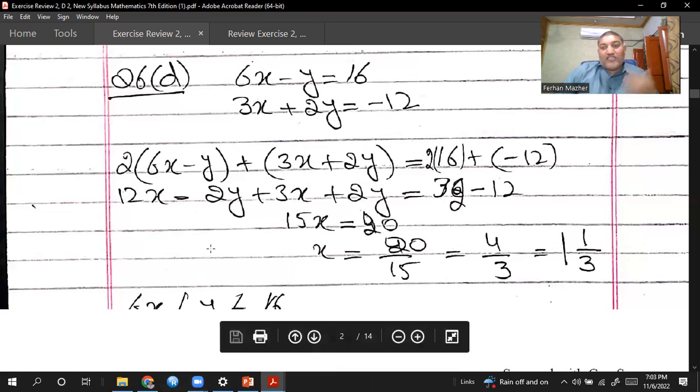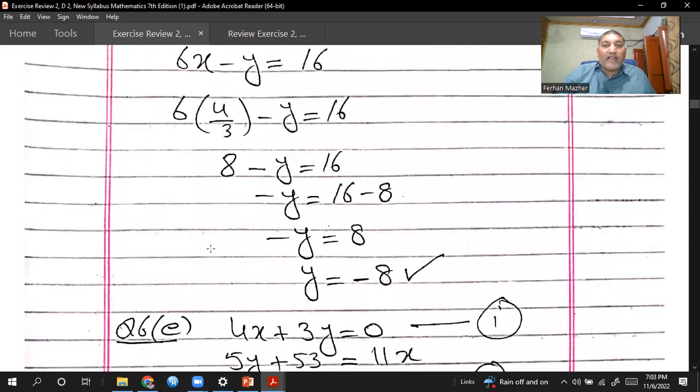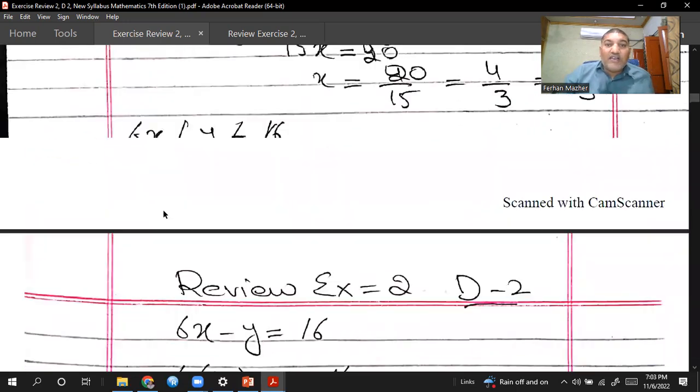Okay, so now you have the value of x. You can substitute that value into the first equation in that question. So 6x minus y equals 16. So 6 into 4 by 3 minus y equals 16. 3 and 6 can be cancelled, so you will have 2 into 4, that will be 8. Minus y equals 16, so minus y will be equal to 16 minus 8. So minus y will be equal to 8. So y will be equal to minus 8. So this is how you will do the D part.